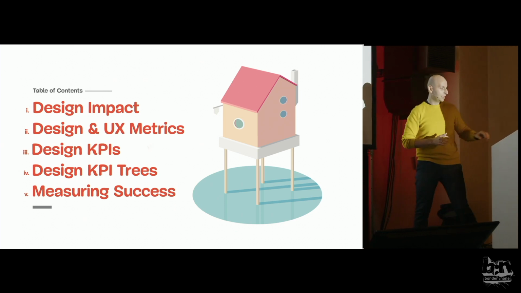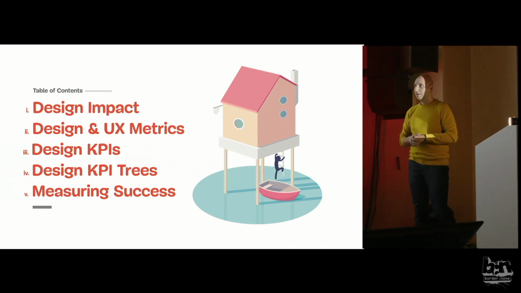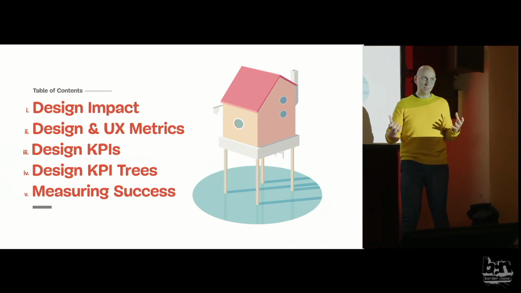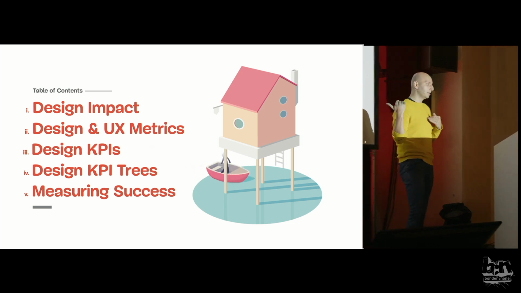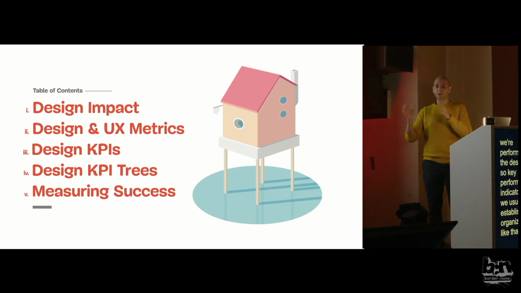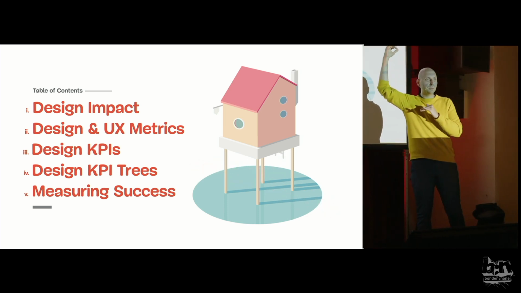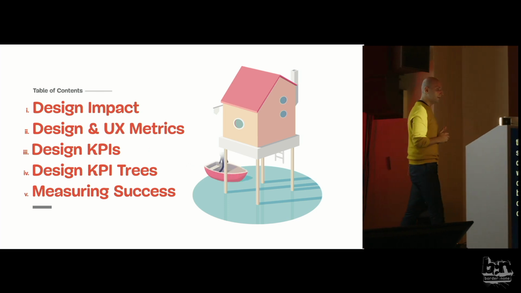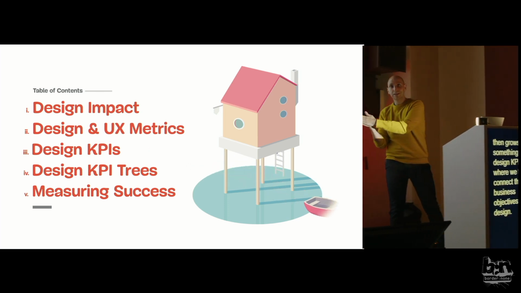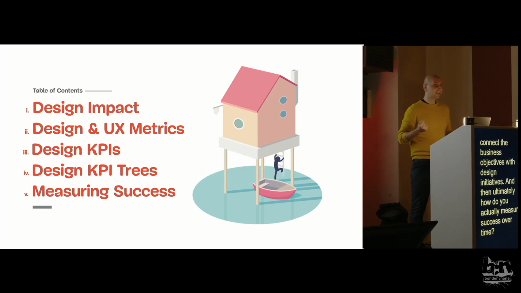then looking into some of the metrics we could use to actually track how well we're performing. Then the design KPIs, or key performance indicators, that we usually establish in organizations like that to track that we're actually getting better with design. This also then grows into something like design KPI trees, where we try to connect the business objectives with design initiatives. And then ultimately, how do you actually measure success over time as time passes by? Anybody excited about it?